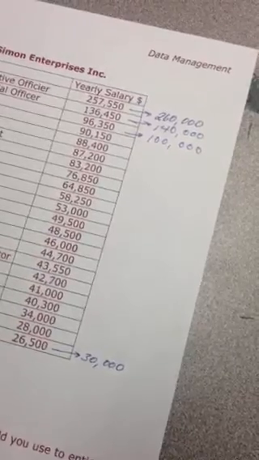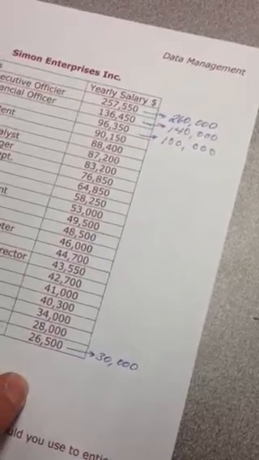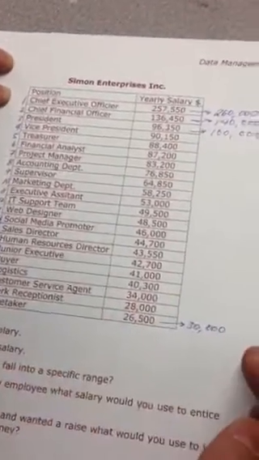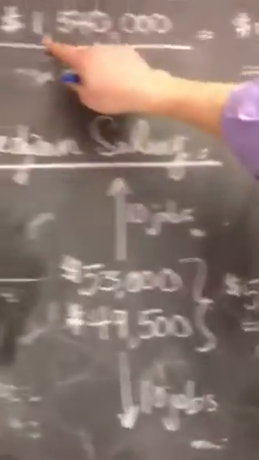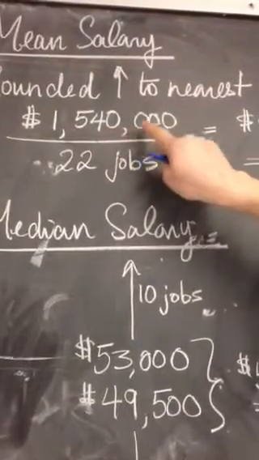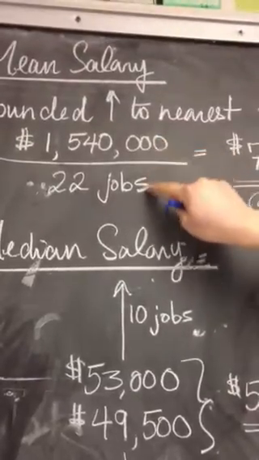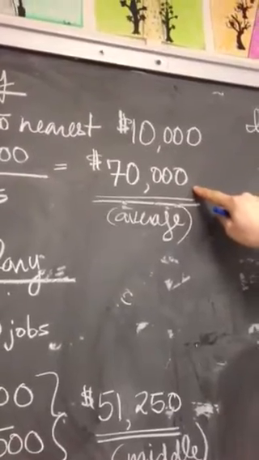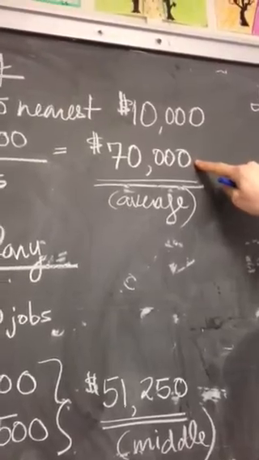So when we're calculating the mean, you would have to add up all of your salaries and divide by how many job titles there are. In this case, we have 22. So when we did round up the salaries to the nearest 10,000, we ended up getting $1,540,000. We know that there are 22 jobs, so we take this quantity, divide it by 22 jobs, and we find out that the mean salary, or the average salary, happens to be $70,000 at Simon Enterprises Incorporated.